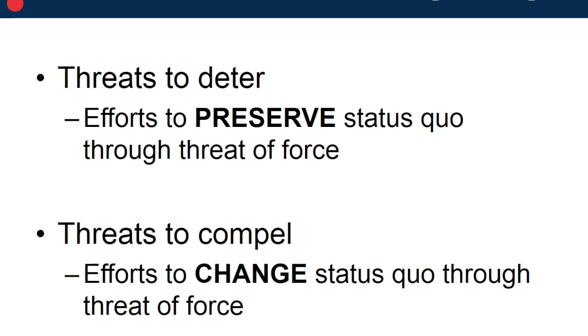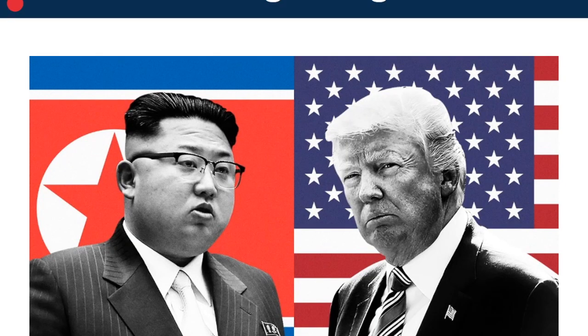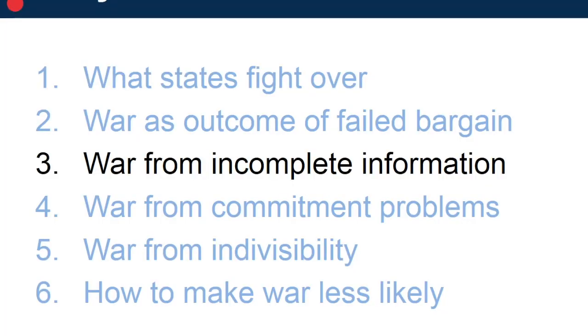Now, a part of crisis bargaining is threats. Now, you have threats to deter. This often means that you're trying to preserve the status quo. You're trying to deter your enemy from trying to go to war. And then there's threats to compel. This means that you're trying to change the status quo. Now, we've seen this kind of bargaining before, especially right now. As we look at what Kim Jong-un is trying to do, he is trying to change the status quo, whereas Donald Trump is trying to keep the status quo.